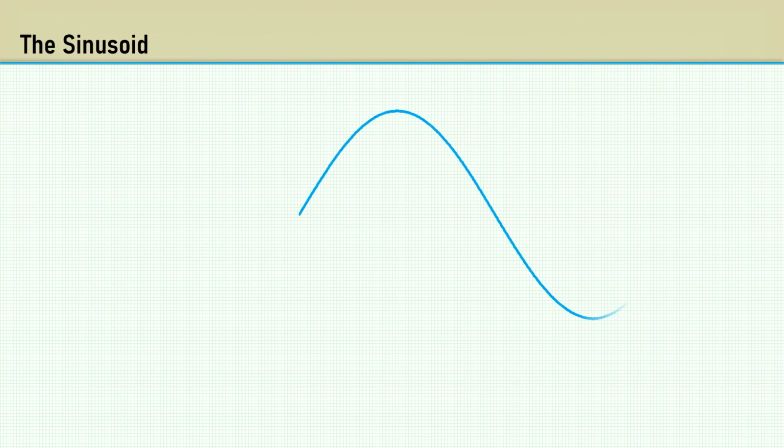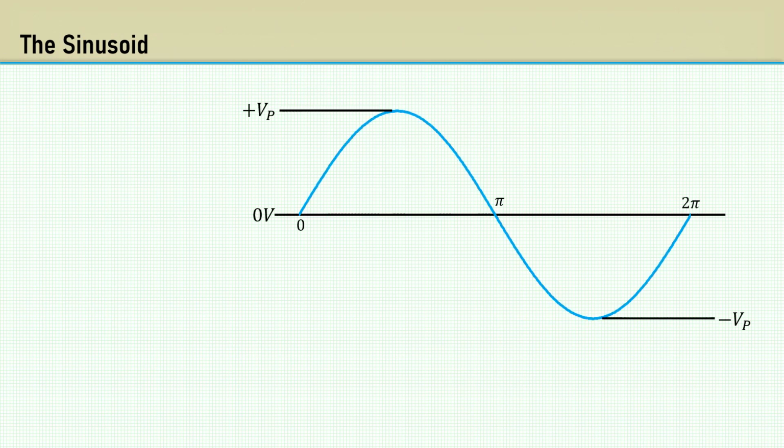Here's a sinusoid with a positive peak value and a negative peak value. Here's the equation for a continuous sinusoid waveform. We can substitute the angular frequency omega for 2 pi f, and we can substitute the phase angle theta for omega t. Here's the definition of root mean squared.